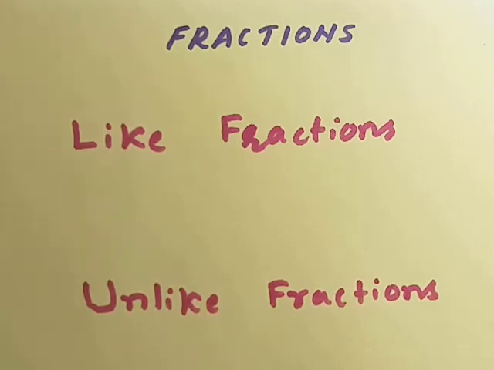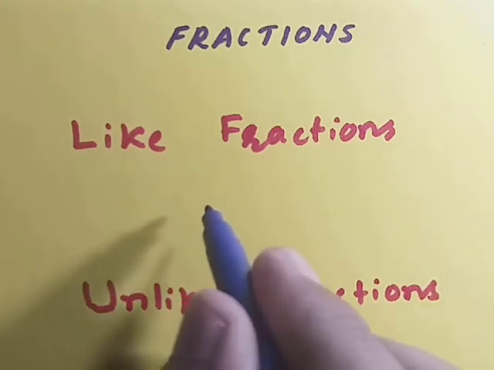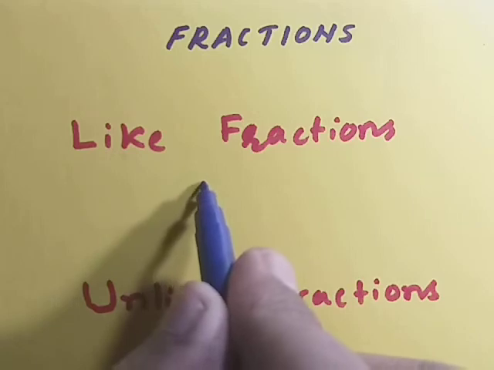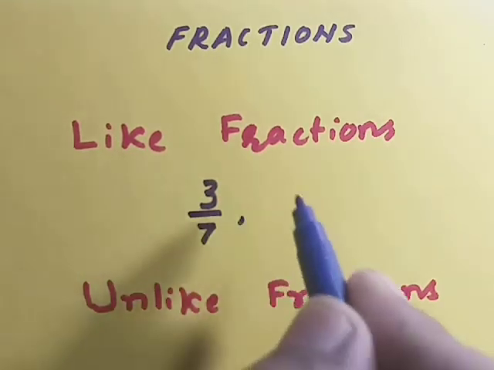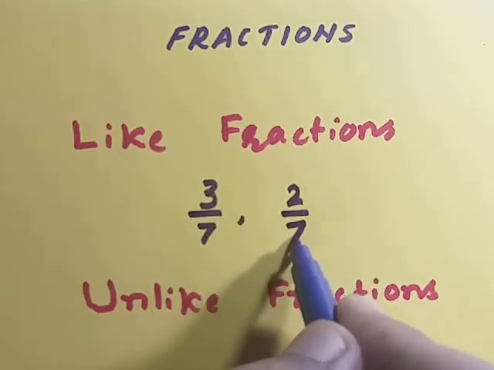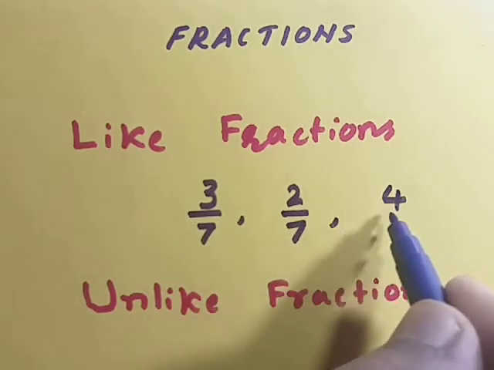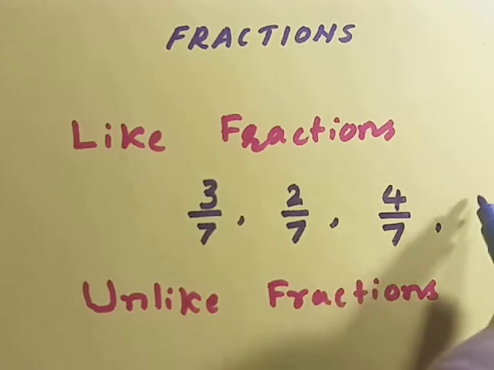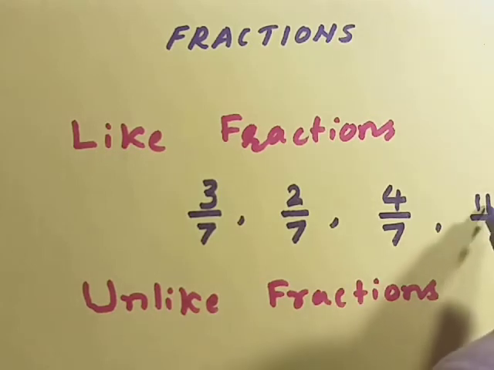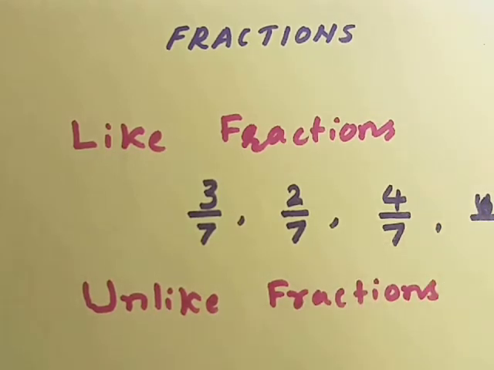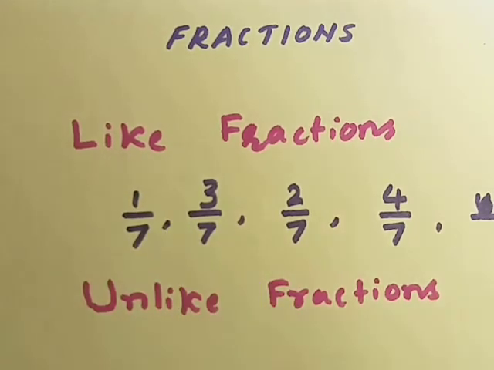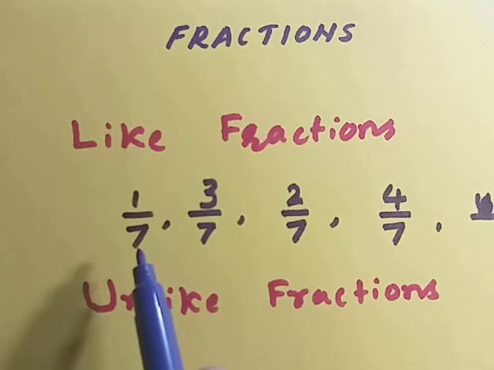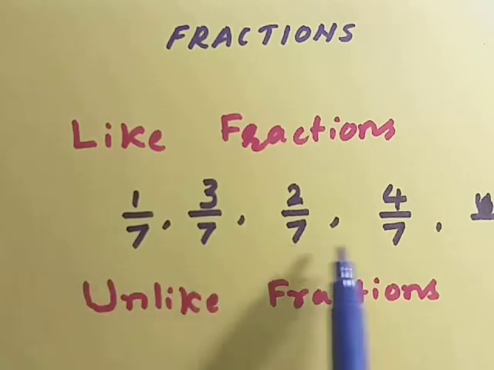Like fractions are those fractions which are having the same denominator. Say for example, 3 by 7, 2 by 7, 4 by 7, and 1 by 7. All these are having the same denominator and hence we call them like fractions.